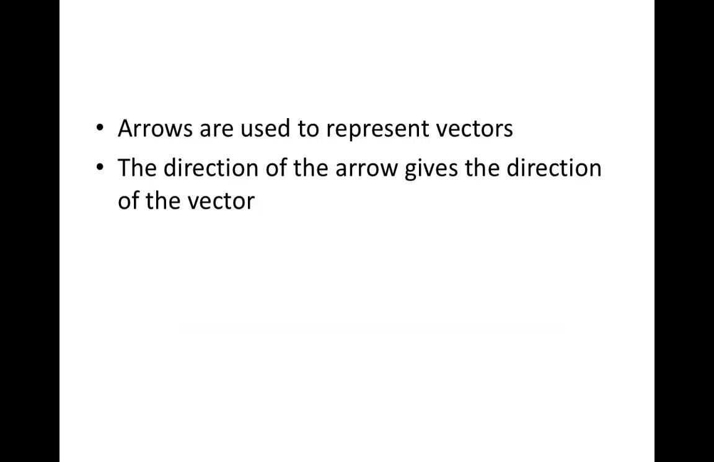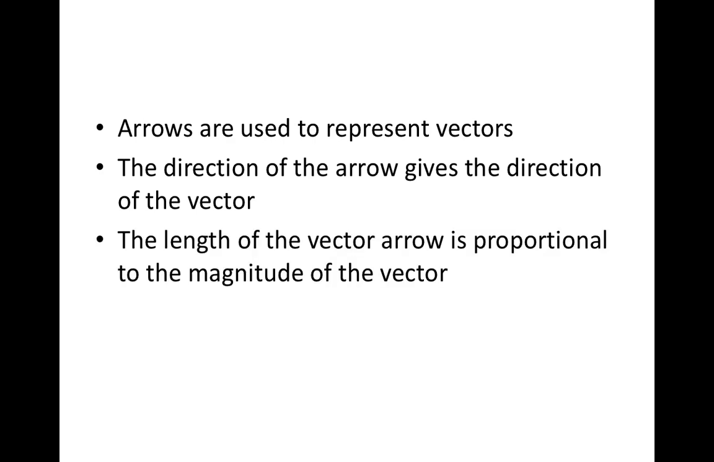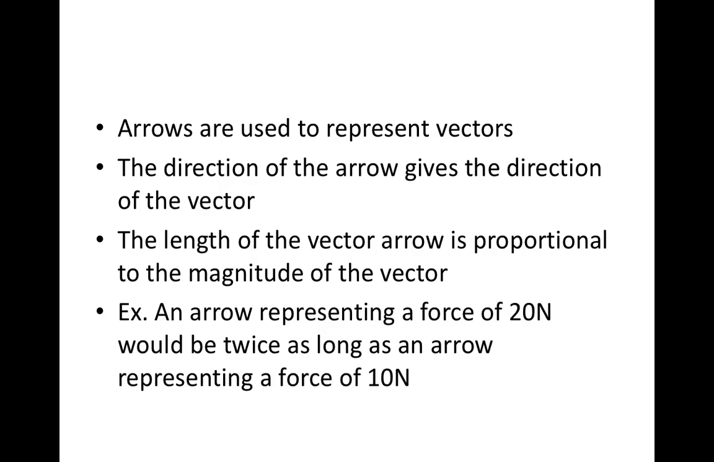Arrows are used to represent vectors. The direction of the arrow gives the direction of the vector. The length of the vector arrow is proportional to the magnitude of the vector. In other words, the greater the magnitude, the longer the vector would be. An arrow representing a force of 20 newtons would be, for example, twice as long as an arrow representing a force of 10 newtons.